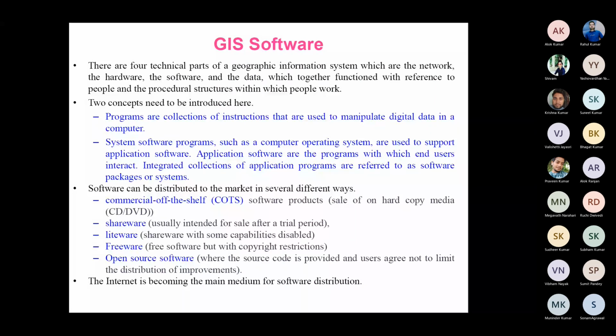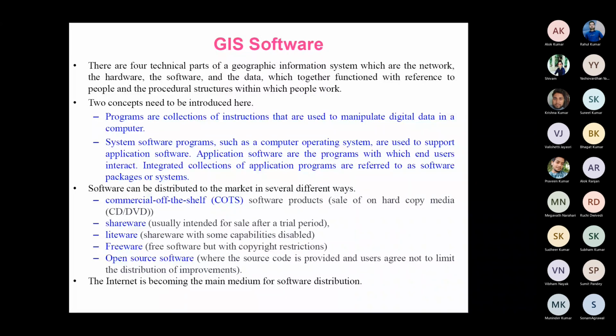When we talk about GIS software, there are a few terms given here. These are general terms, not specific to GIS: COTS, shareware, lightware, freeware, open source. These are the different categories of software that are involved. Because in GIS, any process we do will be done on the software, we need to do a little bit of learning on GIS software also.